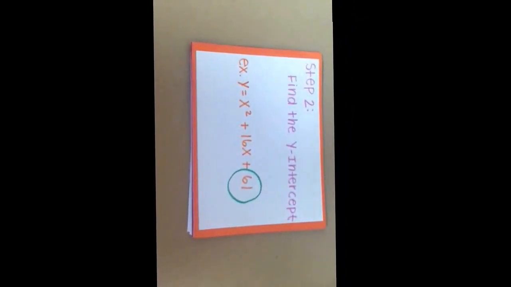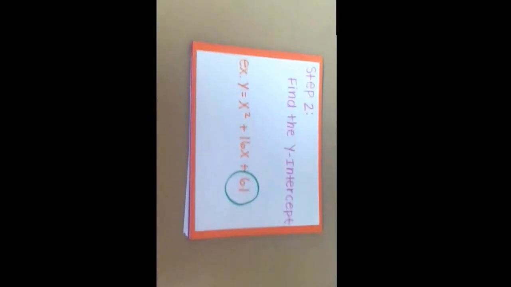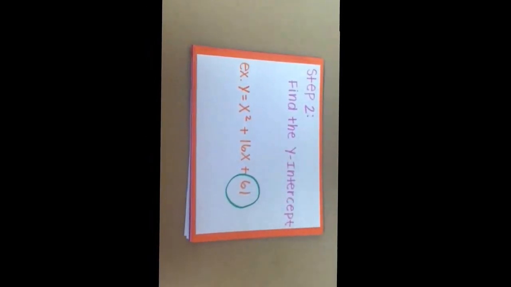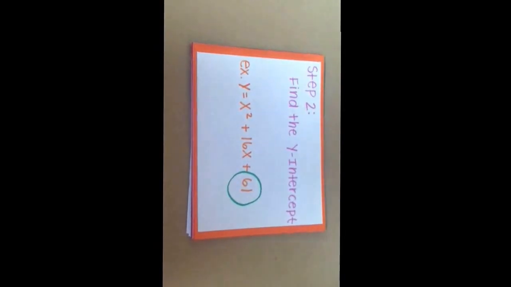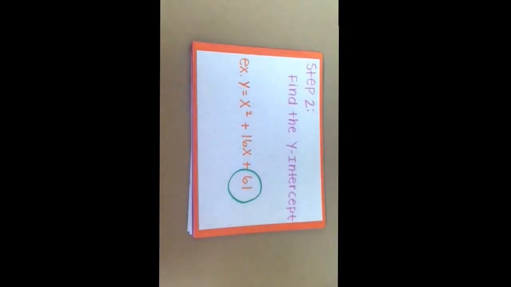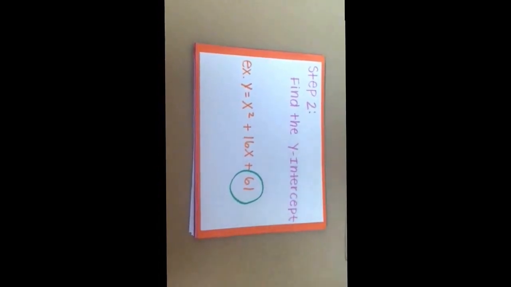Step 2. Next, in order to be able to graph an equation, you must find the y-intercept. This tells you where the graph will be. The y-intercept of this equation is 61.